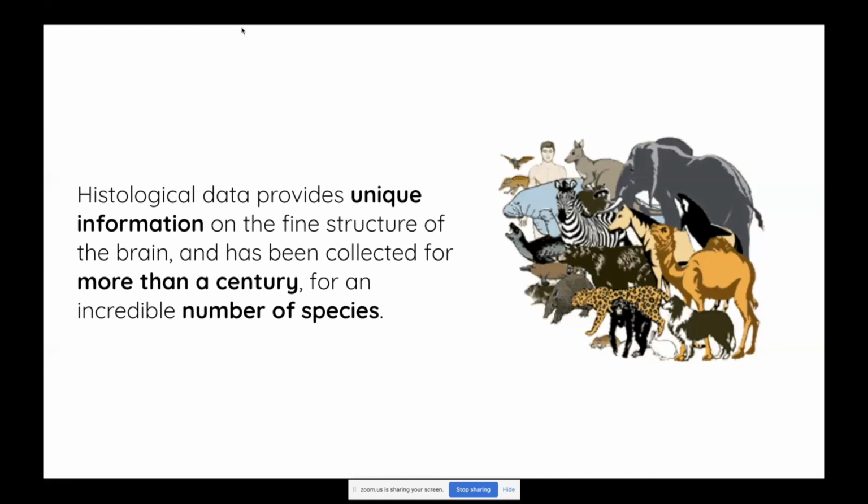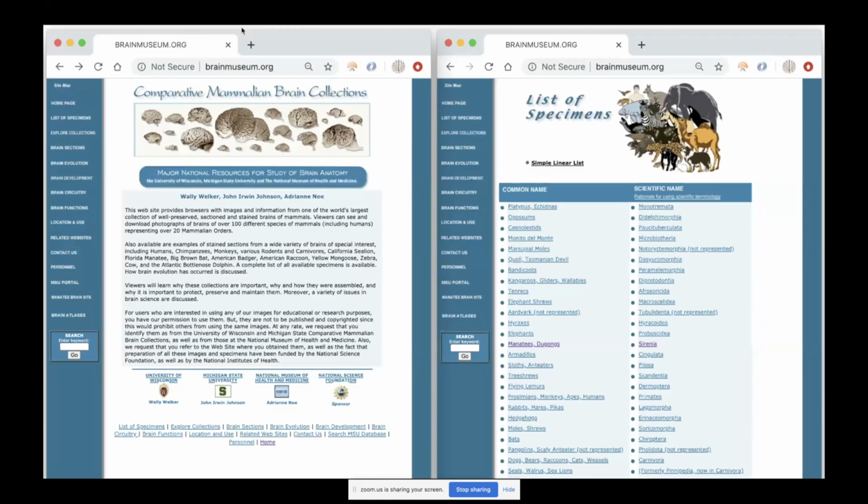Histological data provides unique information on the fine structure of the brain and has been collected for more than a century for an incredible number of species. This is just one example, the Brain Museum from the University of Michigan, which provides data for more than 50 species. There are several similar collections, like in particular the Stefan collection, which is the basis for a large part of our current knowledge of mammalian neuroanatomical diversity, which is very important for our understanding of how our brain adapts, and especially the human brain.